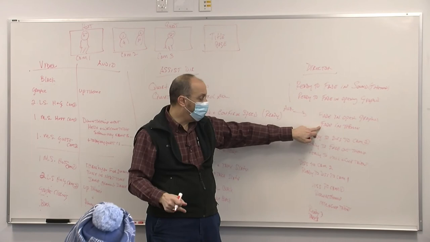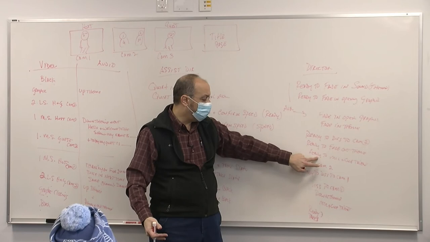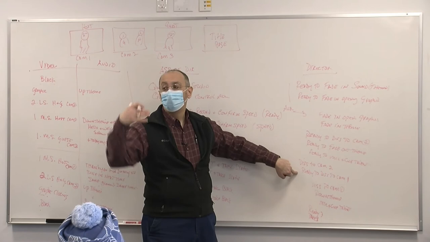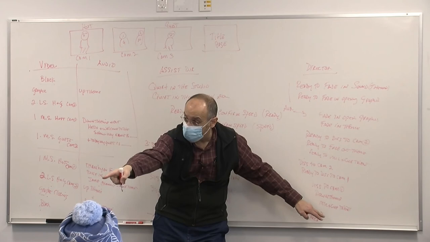See, I wrote a little space, just enough to catch your breath. You pause. You breathe, and then you go: ready to dissolve to camera two, ready to fade out theme, ready to mic and cue talent. Breathe. Dissolve to camera two, ready to dissolve to camera one. Breathe. Dissolve to camera one, down theme, mic and cue talent. Mic and cue talent means telling the audio person to turn on the microphones, and it also tells the floor manager to cue the talent, the host, when to start to speak.